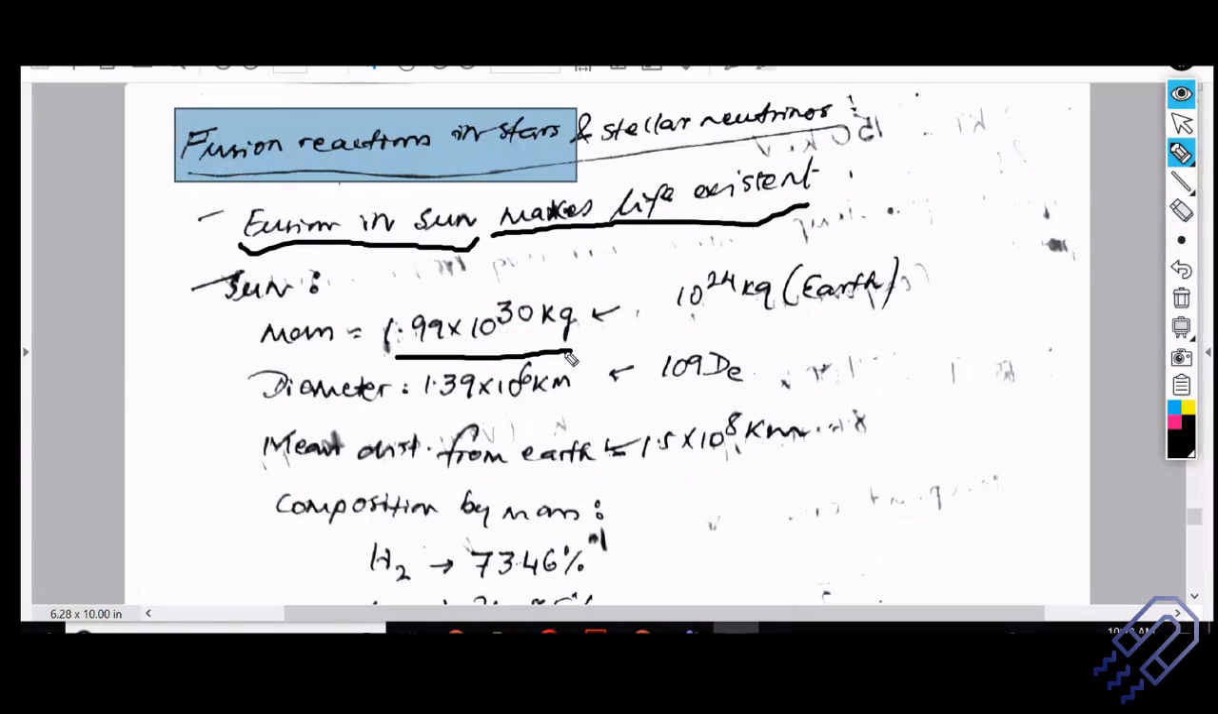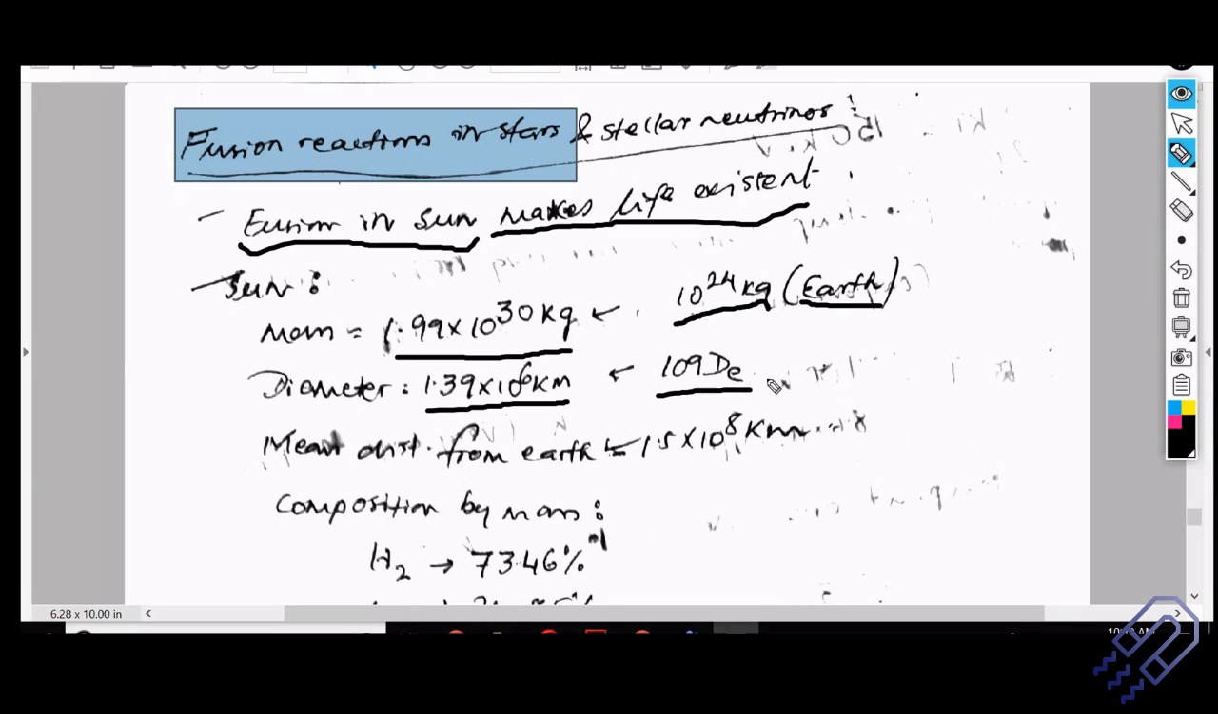If we consider the Earth, it is 10 to the power 24 kg, and the sun is 10 to the power 30 kg. So that means the sun is 10 to the power 6 times greater than the Earth. But then if you look into the diameter, this is 10 to the power 6 kilometer, which is 109 times the diameter of the Earth.